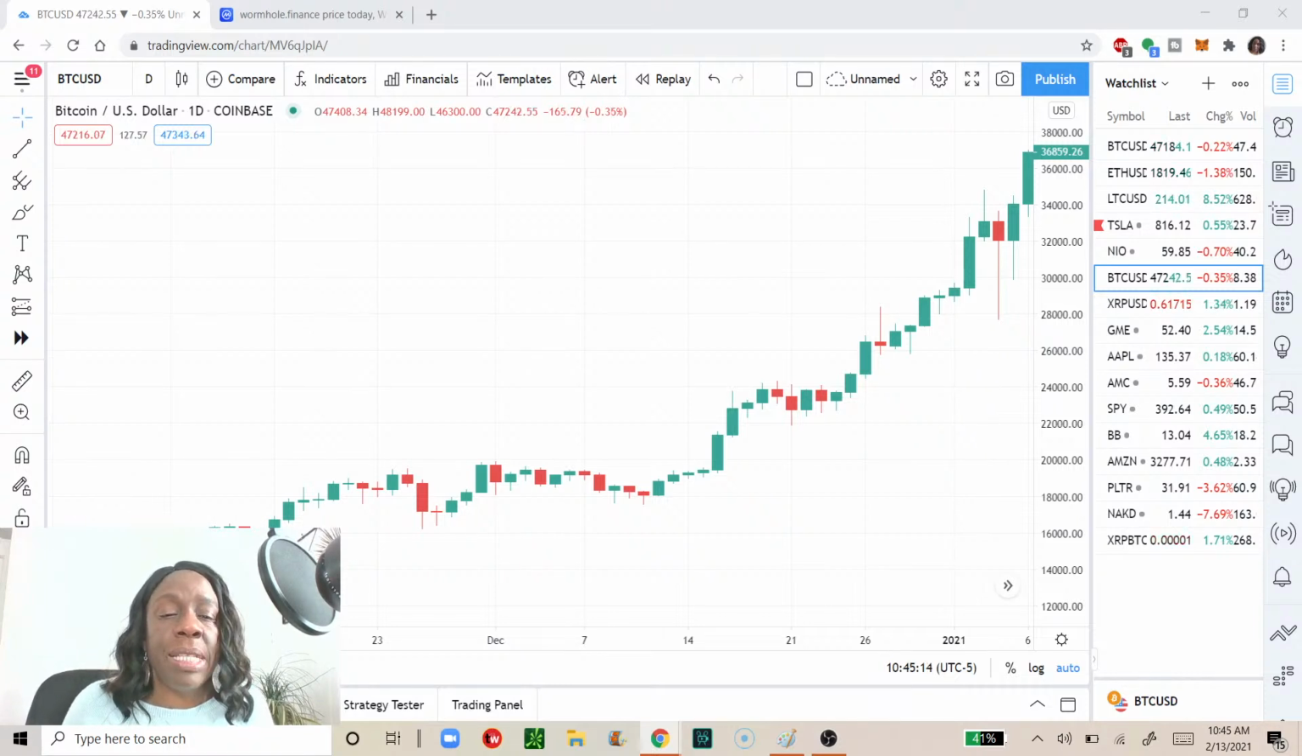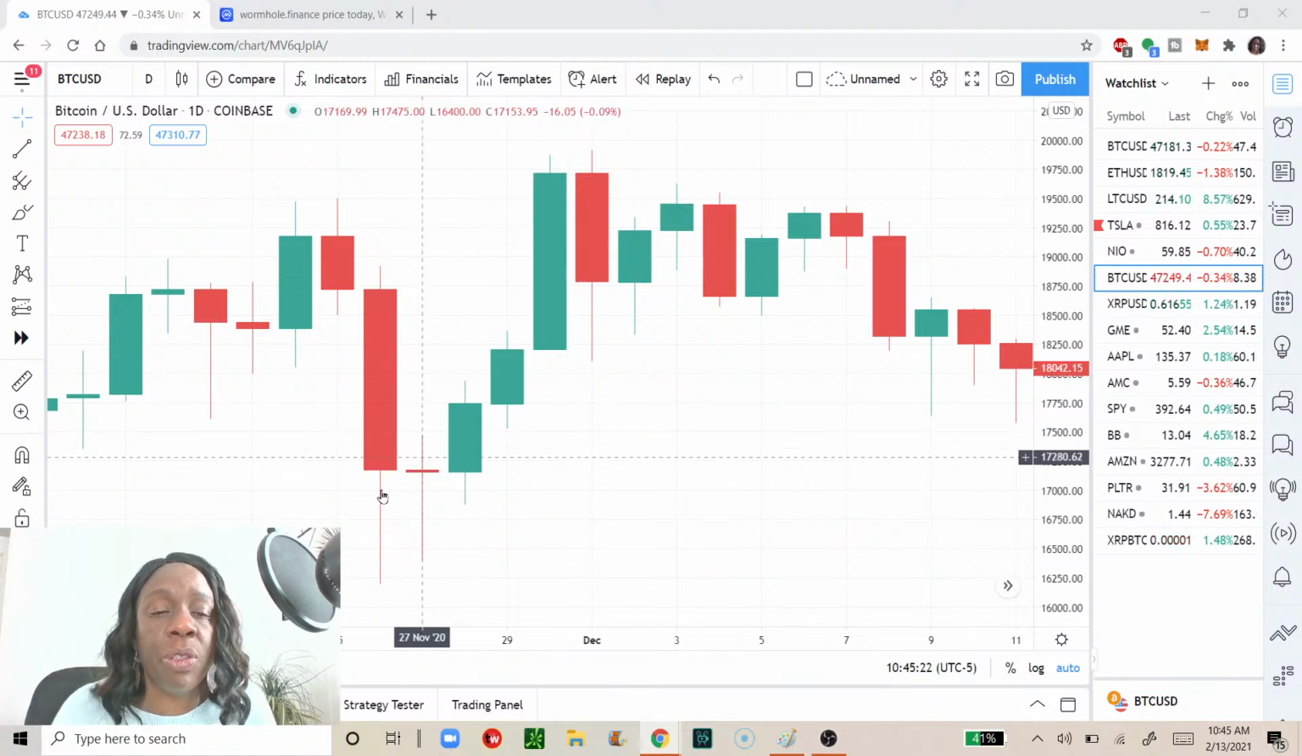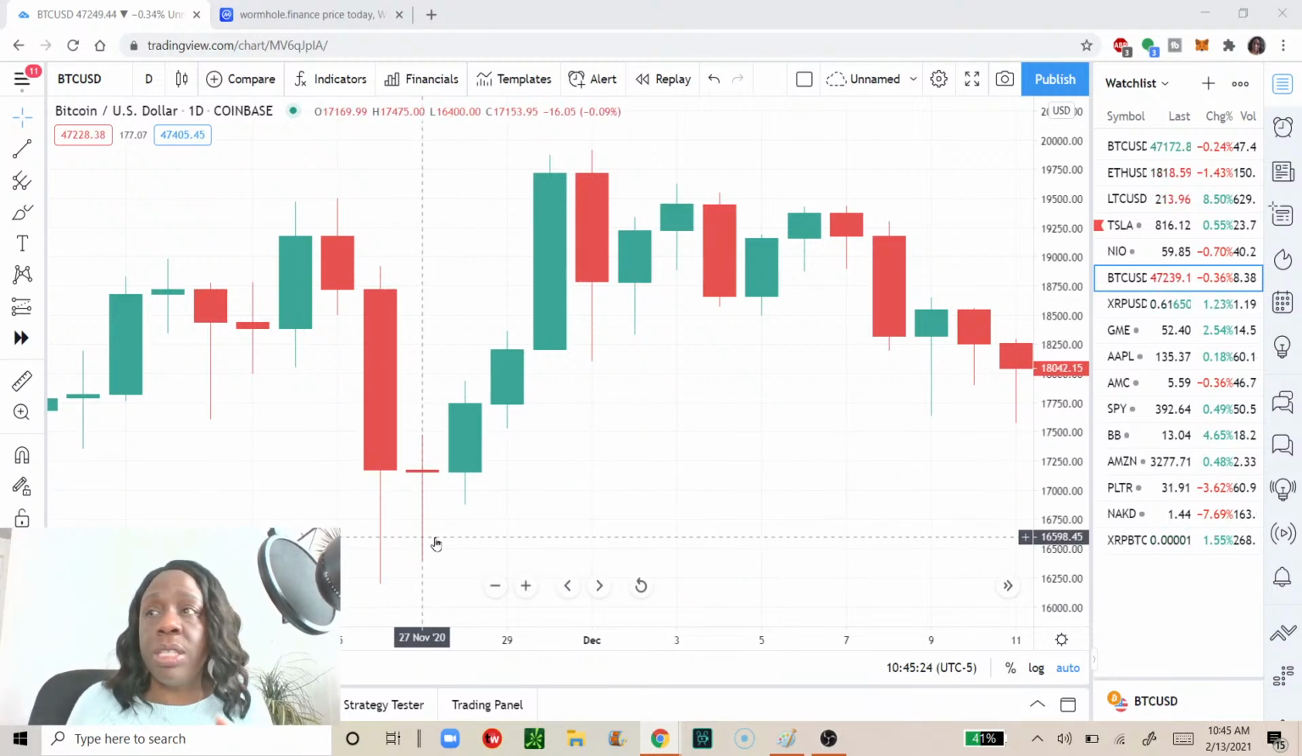Like, you were able to identify the dojis. Like, we have that doji right here. I see a doji right here. Look at that beautiful doji right there. And that doji tells you the trend is reversing. Good time to enter into a trade.